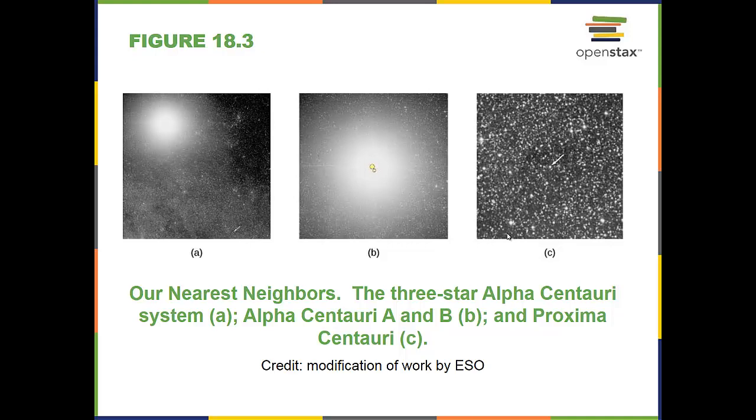If you can see two stars orbiting each other, that's called a visual binary. Those are actually quite rare. Either the two stars are so close together that it looks like just one star, like Alpha Centauri A and B over here, or they're so far apart that we don't notice them moving around each other.